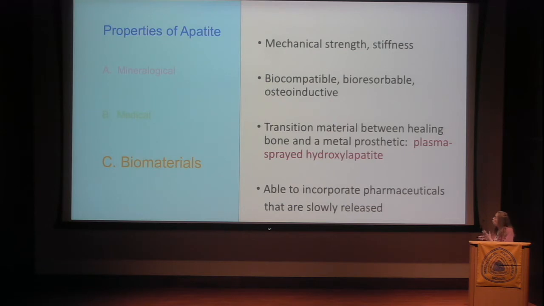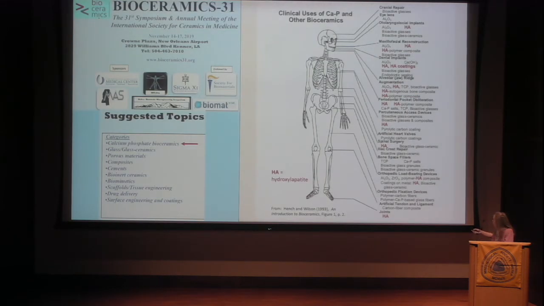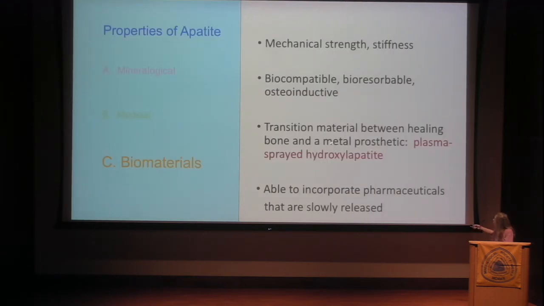We find that when we do take a metal prosthetic, it does really not very well next to healing bone until we have coated that piece of metal with hydroxyl apatite. And then lastly, the ability of these apatitic biomaterials to incorporate pharmaceuticals that can then be slowly released in the body.